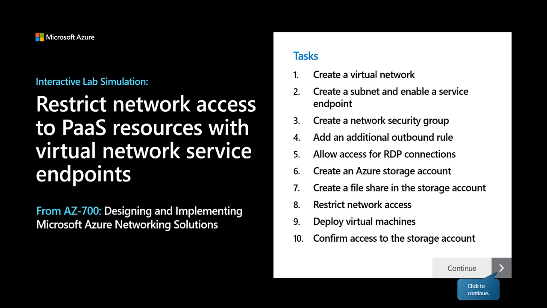And we have 10 tasks to do in our lab to complete restricted network access for your platform as a service. We're going to create a virtual network, then create a subnet and enable the service endpoint, then create the NSG and add an additional outbound rule, then allow the RDP connection, then create the storage account, then create a file share in your Azure storage account, then go back to restrict the network access, then deploy maybe two virtual machines, then confirm the access to the storage account, and join the VM to check the access. So let's go through that.